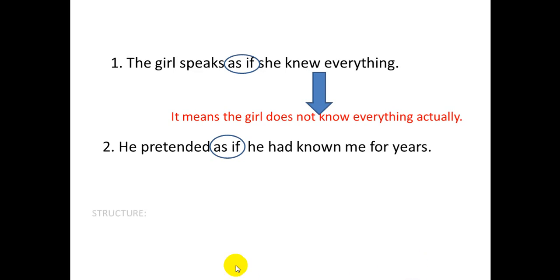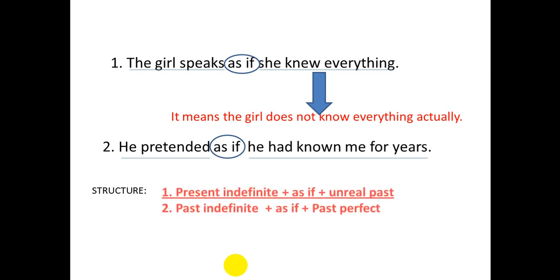And now look at this. For a structure, let's look at the sentences on its both sides. The girl speaks, present indefinite tense. She knew everything, past indefinite tense, this unreal past basically. He pretended, the past indefinite tense. He had known me for years, past perfect tense. So already you might have got its structure, and here it is.